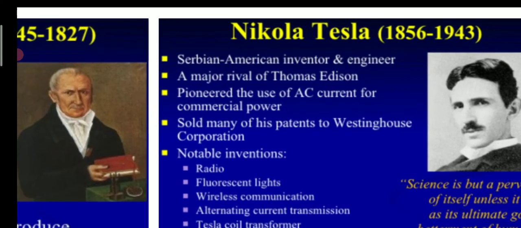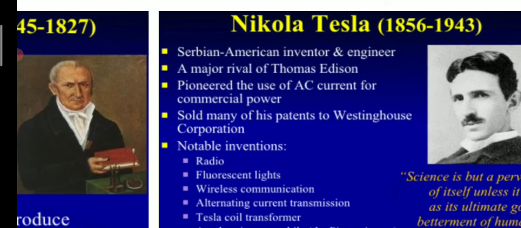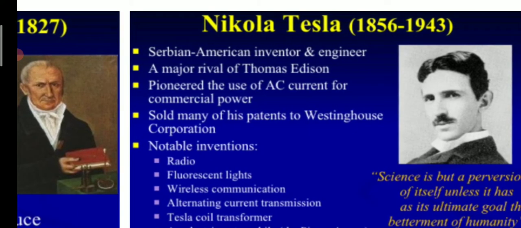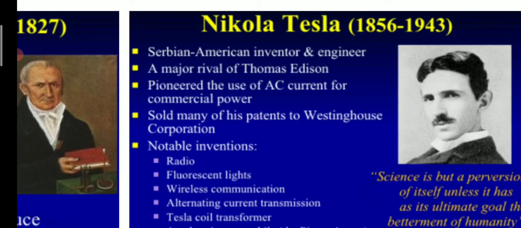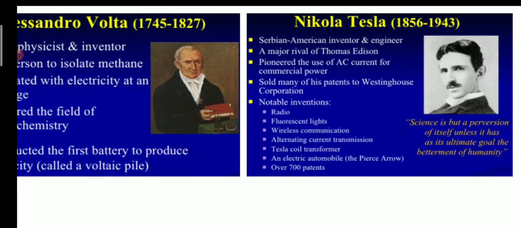Another scientist is Nikola Tesla, very famous scientist. He is an American inventor and engineer and a major rival of Thomas Edison. Pioneered the use of AC current for commercial power, sold many of his patents to Westinghouse Corporation, and he is a notable person for different inventions like radio, after that fluorescent light and transformer. So, Nikola Tesla.